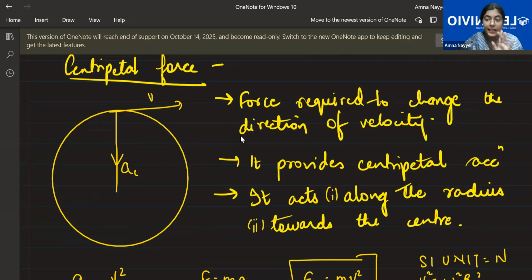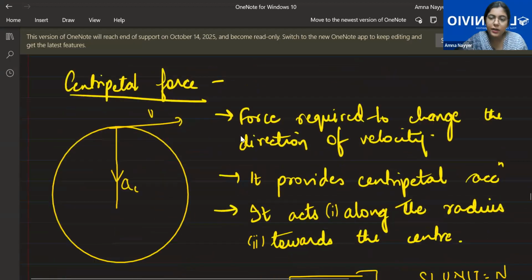Centripetal force, you will have to identify. How will you identify it? By seeing whether this force is acting along the radius and towards the center or not. That's the best trick for it. If it acts, definitely it is providing the centripetal force without any double thought.